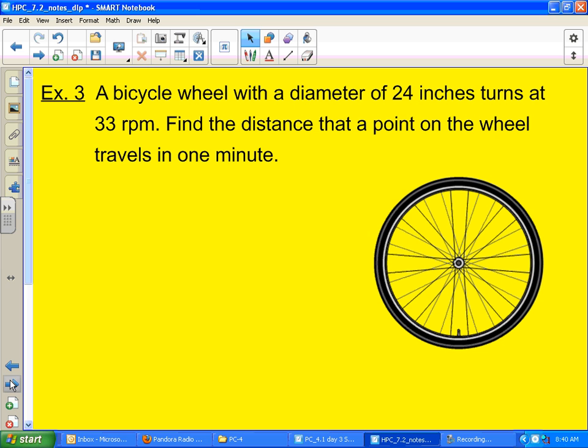All right, now we've got a bicycle wheel, diameter 24 inches. It's rotating at 33 rotations per minute, and we want to find the distance that a point on the wheel travels in 1 minute. So we're going to arbitrarily assign some point on the wheel, and as the wheel spins around, that point obviously is going to travel some distance.